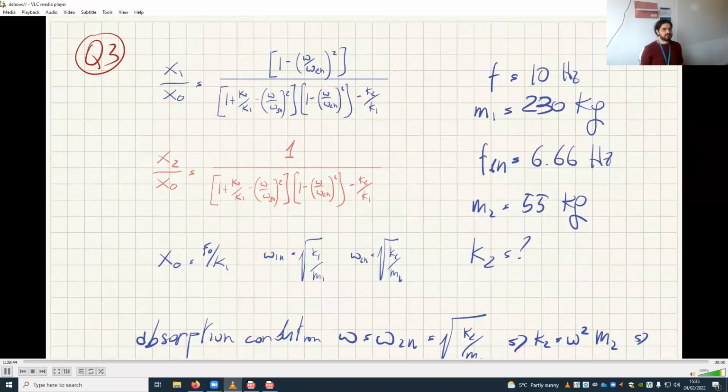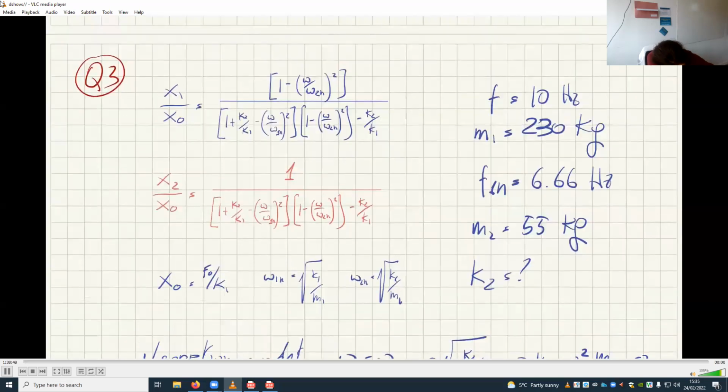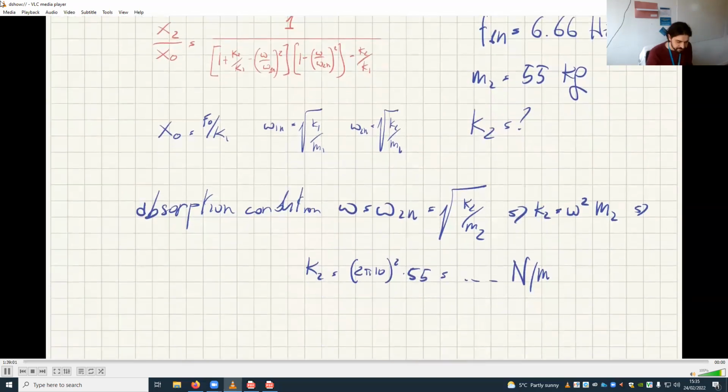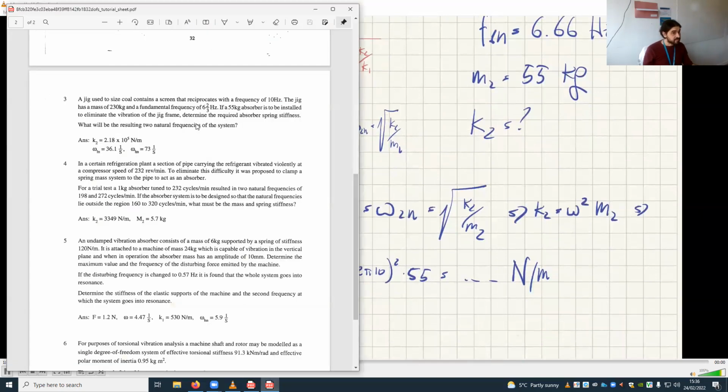But let's be consistent, and you know that omega is always 2 pi F. Okay, so you know how to pass from one to the other. All right, that's it. What does it say? Determine the required absorber spring stiffness. That's what we did. Determine what will be the resulting two natural frequencies of the system.